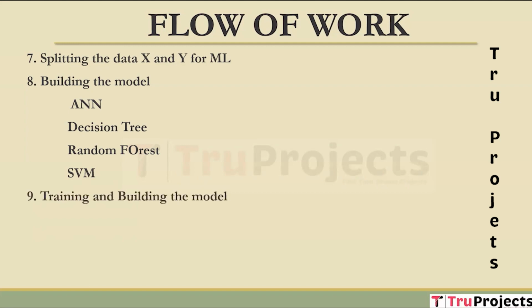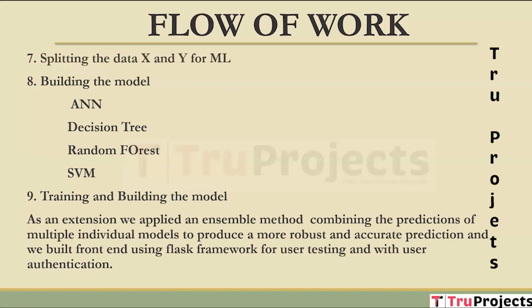Training and building the model. In this phase, we train machine learning models on the pre-processed datasets, which are NSL-KDD and AWID. Training involves feeding the model with the labeled data to learn patterns and relationships between features and variables. As an extension, we applied an ensemble method combining the predictions of multiple individual models to produce a more robust and accurate prediction, and we also built a front end using the Flask framework for user testing with user authentication.